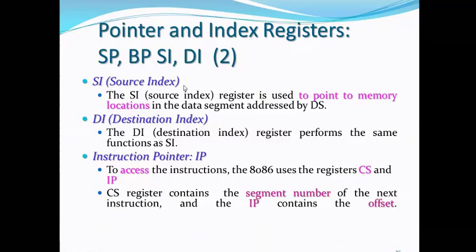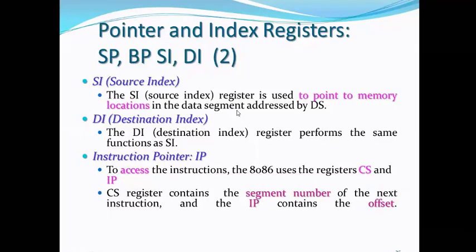Now look at the source index. As I said, source means somewhere you are starting. The source index register is used to point to the memory location in the data segment addressed by the data segment. So the source index basically indicates the starting of a particular segment from where you can get the data. Does it make sense? The register is used to point to the memory location.